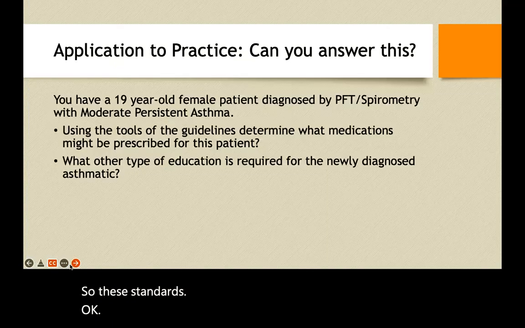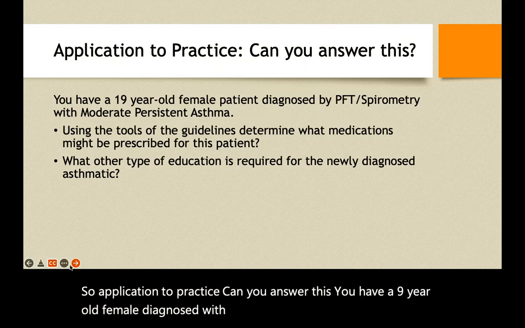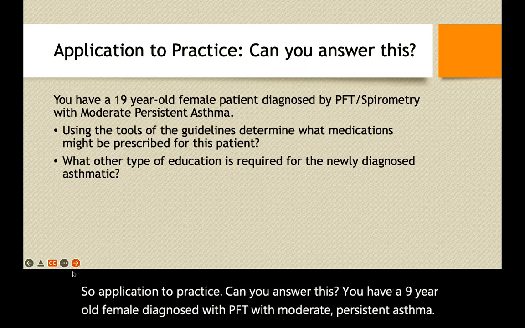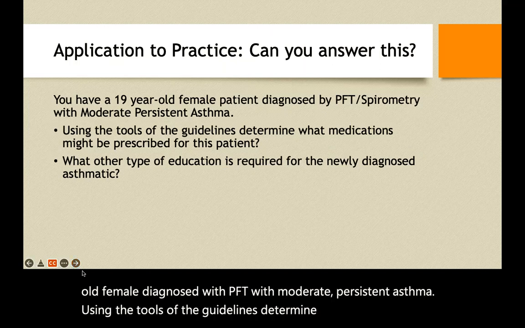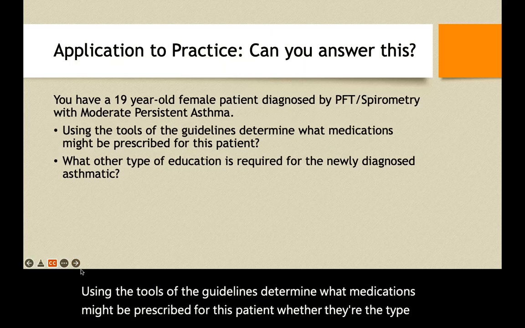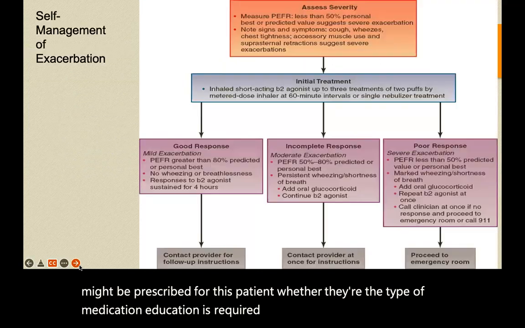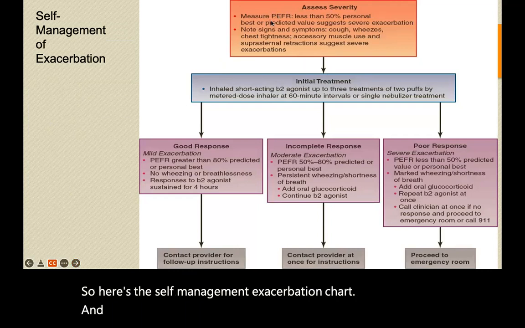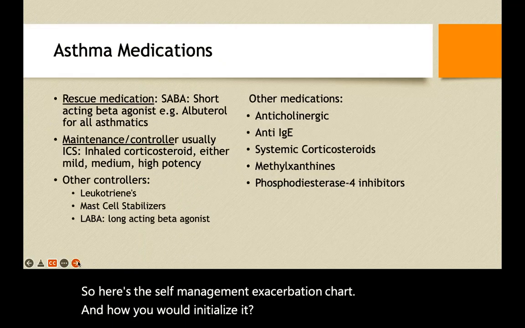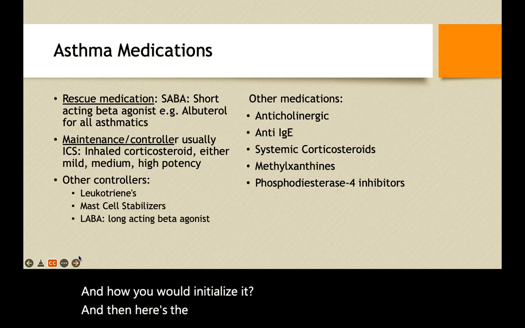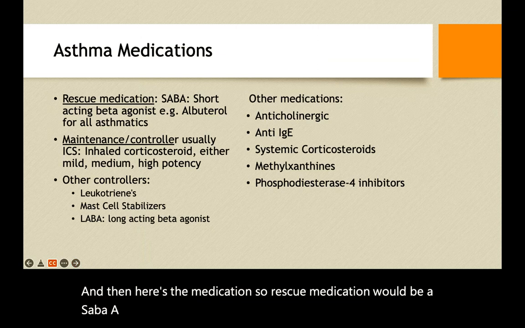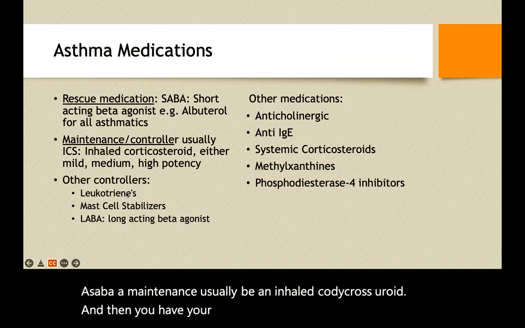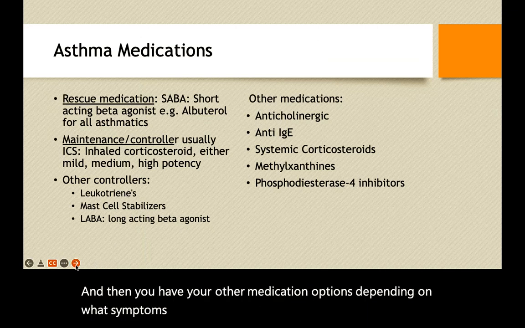Okay, so application to practice. Can you answer this? You have a 19-year-old female diagnosed with PFT with moderate persistent asthma. Using the tools of the guidelines, determine what medications might be prescribed for this patient, and what type of medication education is required for the newly diagnosed asthmatic. So here's the self-management exacerbation chart and how you would initialize it. And then here's the medication. So rescue medication would be a SABA. A maintenance controller would usually be an inhaled corticosteroid. And then you have your other medication options depending on what symptoms are continuing to occur.